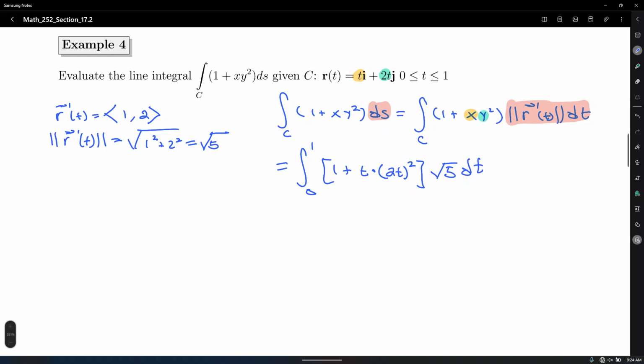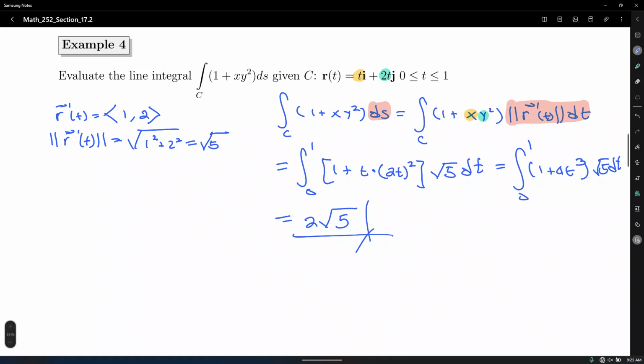All right? Okay, that's the integral from 0 to 1. That's 1. Okay, careful, 2t squared, that's 4t squared times t. Is that 4t cubed, times root of 5 dt? And this is a very simple integral. I'm pretty sure you guys would get this result: 2 root of 5, right? 2 root of 5. Let's have a look at another example.